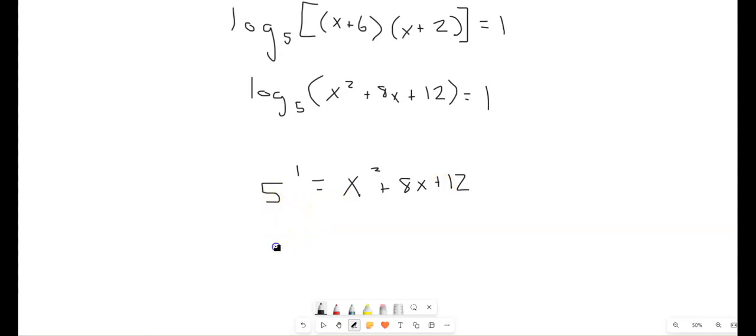Next, let's set it equal to 0, and I'm going to kind of flip the two sides here. So this is going to be x squared plus 8x. And then if we subtract 5 from both sides, 12 minus 5 is 7. So we're going to go ahead and get a plus 7. And that's all equal to 0. And now we can factor this.